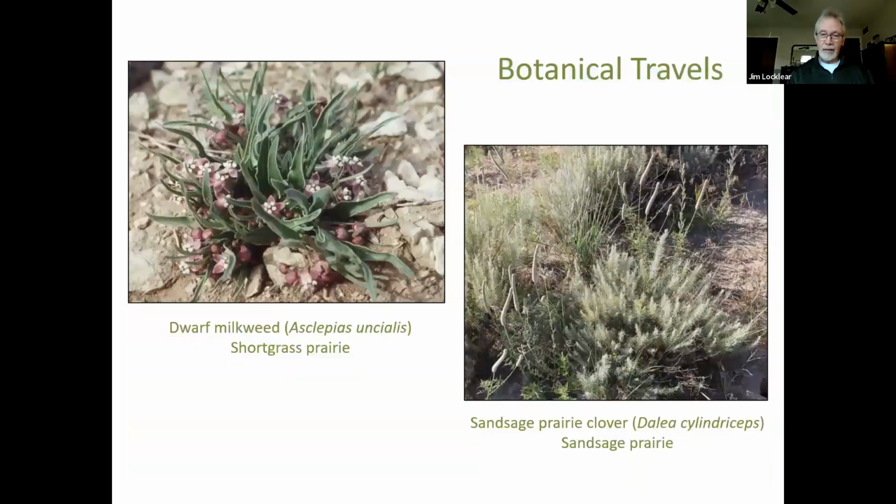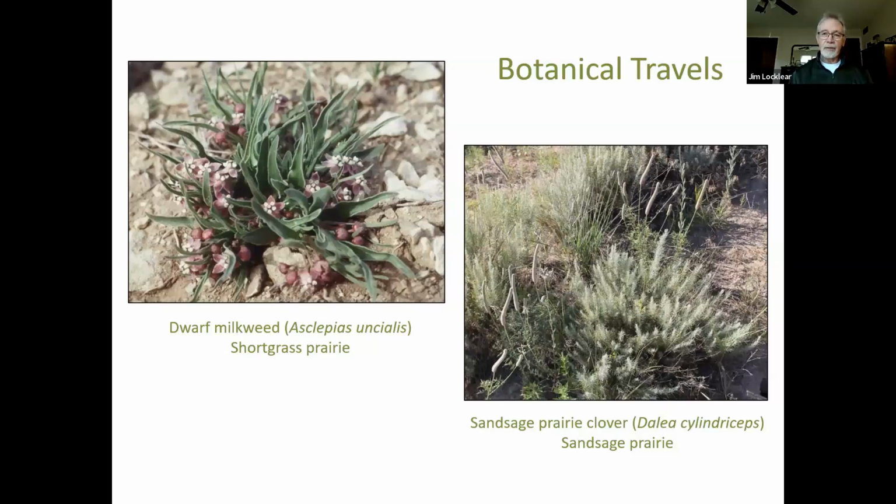Now, what got me out to Cedar Point and through a good part of eastern Colorado were botanical travels, doing research, primarily rare plant surveys for species that were considered at risk of extinction. So one of the plants that I've worked with a lot over the years is the dwarf milkweed, Asclepias uncialis, which is native to shortgrass prairie. It's a tiny plant. If you've ever seen it, it's hard to find. And so searching for this plant in eastern Colorado had me walking a lot of shortgrass prairie and walking it very slowly to try and find this plant. So that got me out into the high plains of eastern Colorado.